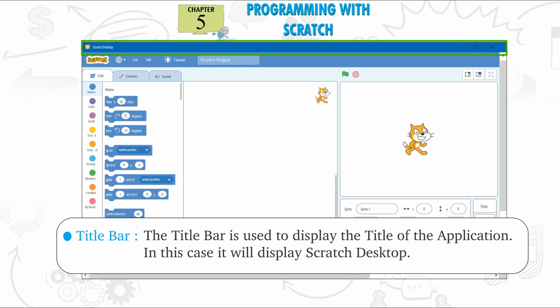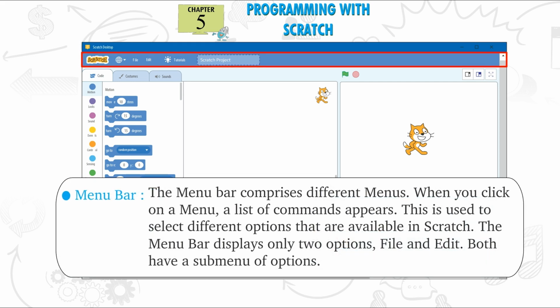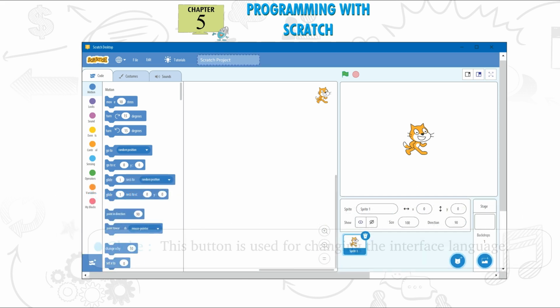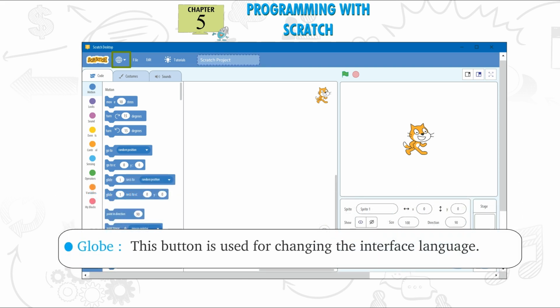Title bar. The title bar is used to display the title of the application. In this case, it will display Scratch Desktop. Menu bar. The menu bar comprises different menus. When you click on a menu, a list of commands appears. This is used to select different options that are available in Scratch. The menu bar displays only two options, File and Edit. Both have a sub-menu of options. Globe. This button is used for changing the interface language.